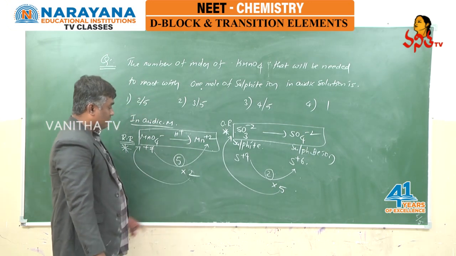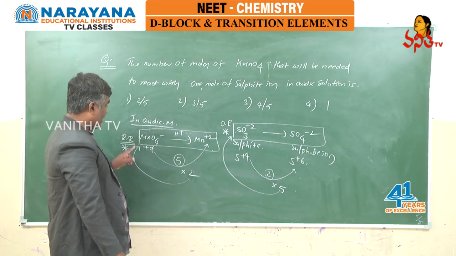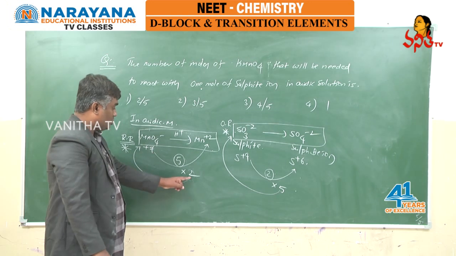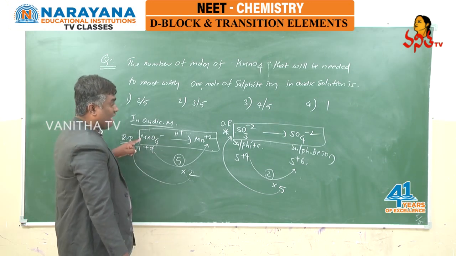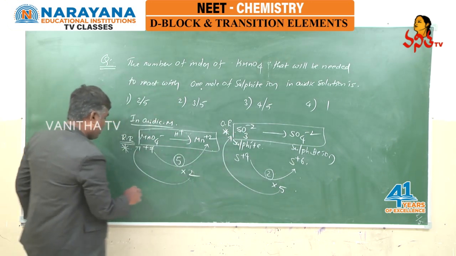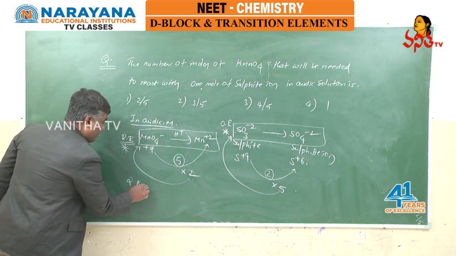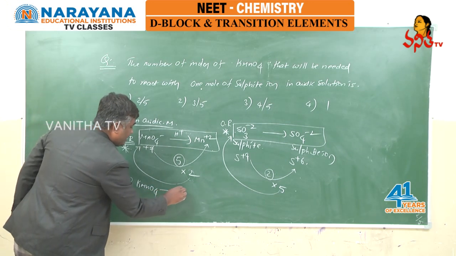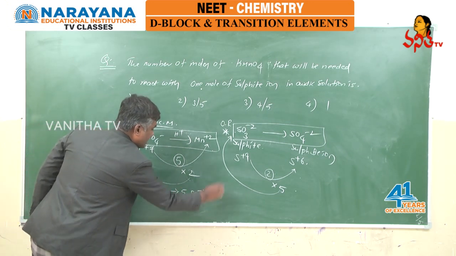Now this entire reaction we should multiply with 2 and this entire reaction we should multiply with 5, and from this we come to know that 2 moles of MnO4⁻, meaning 2 moles of KMnO4, can interact with 5 moles of sulfite ion, right? 2 moles of KMnO4 can interact with 5 moles of sulfite ion.